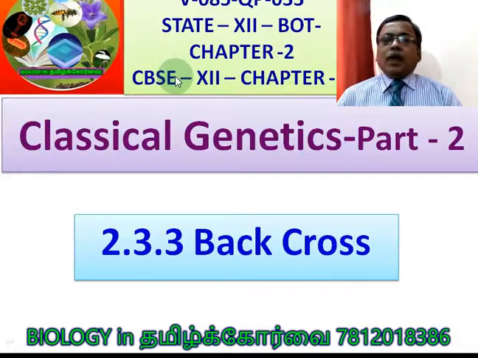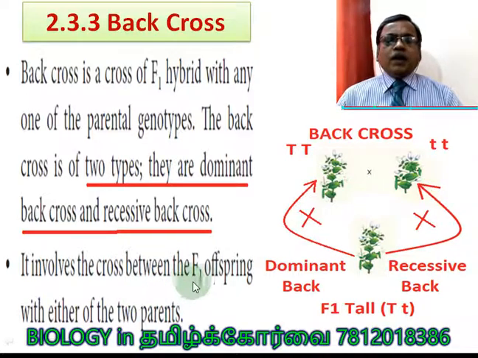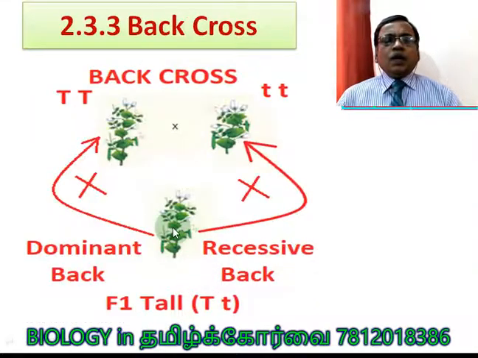Now we are going to learn about backcross. As the name implies, in a backcross we cross the F1 plant with either the dominant parent or the recessive parent. Then it is called a backcross. There are two types of backcross: one is the dominant backcross and the other is the recessive backcross. It involves the cross between the F1 offspring and either of the two parents. So this is exactly the backcross, student. The F1 tall plant crossed with the dominant parent is a dominant backcross. If it is crossed with the recessive parent, it is a recessive backcross.